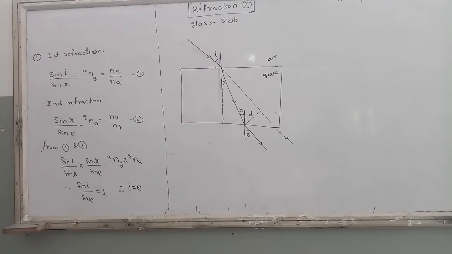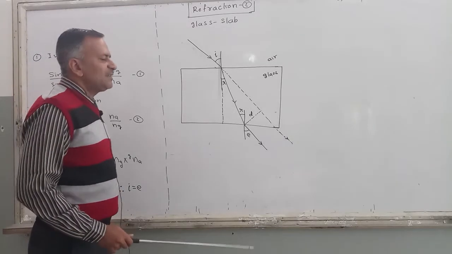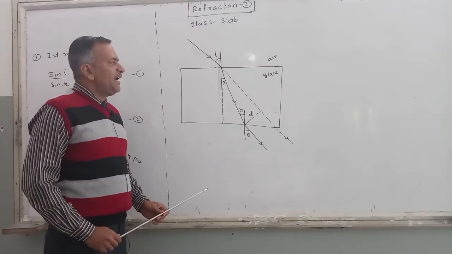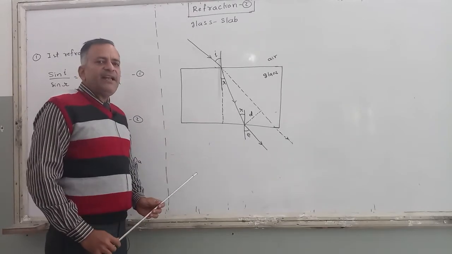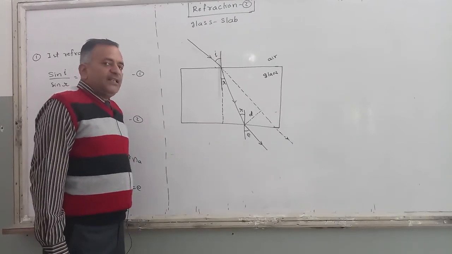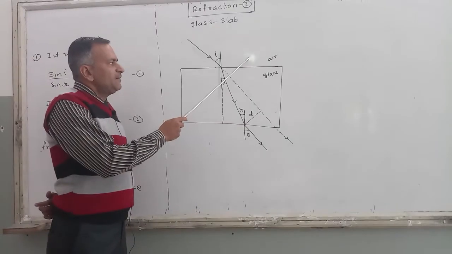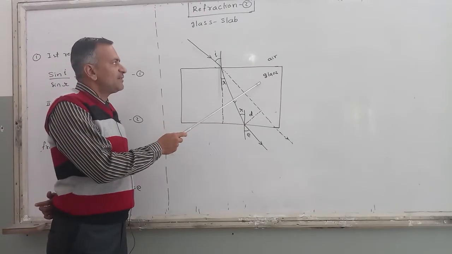Second video on refraction. In this video we are going to learn a short derivation that is about glass slab. What happens to a ray of light when it passes through a rectangular glass slab? The two mediums involved are air and glass.